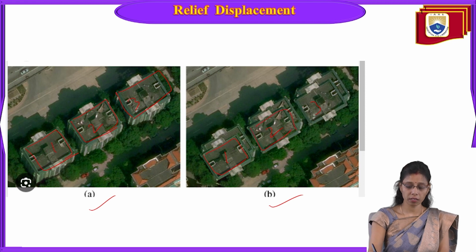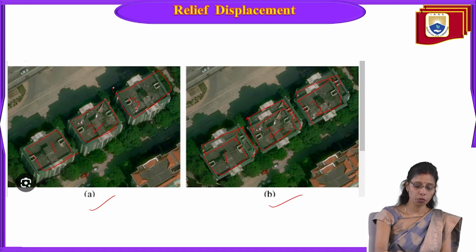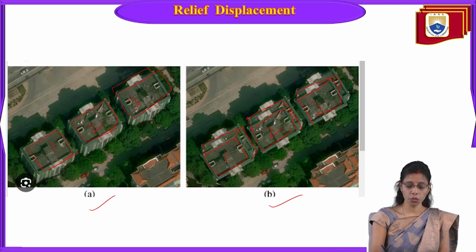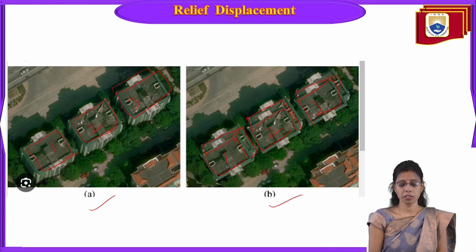In this picture, the top of the building is there, and the side of the building is also visible. This area is also visible in this one. But in this one you can't see this portion; this area is not there. So this kind of view is called relief displacement.